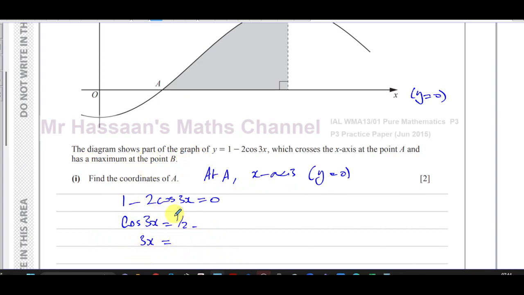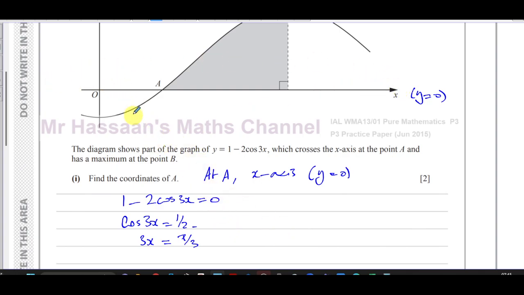So inverse cosine of a half gives me 60 degrees or pi over 3 radians, and that is the answer. Now, there are other places where it hits the x-axis. One's going to be back here, at minus pi over 3, and another over here, at 2 pi minus pi over 3.